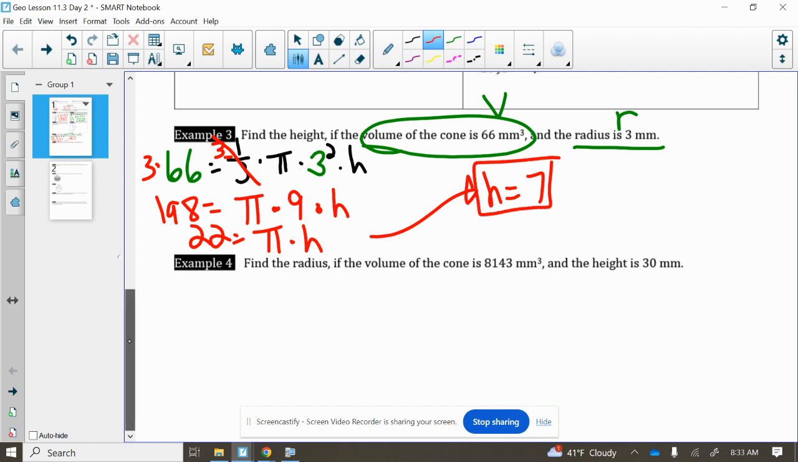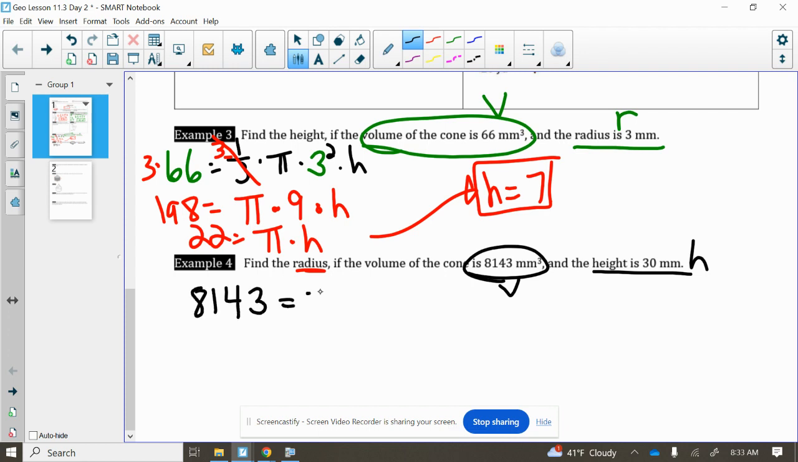The next one in example 4 is asking us to find the radius. This time we are being given a volume of 8143 and then the height of 30. So this one's going to look a little different because when we plug in our volume this time, we know the volume equals 1/3 times pi times the radius squared that we don't know times 30.